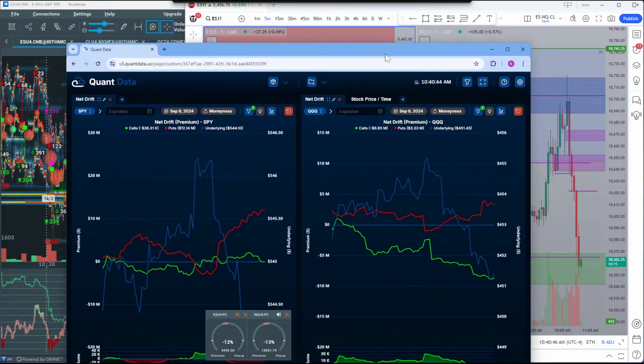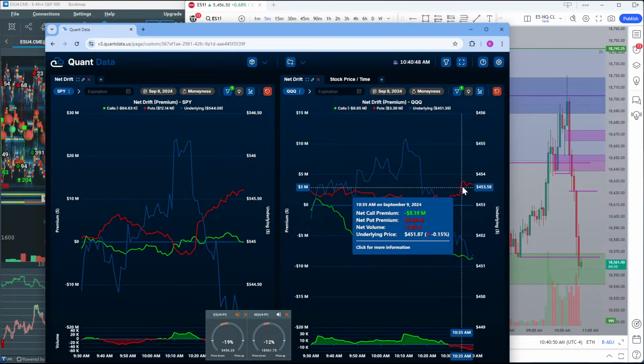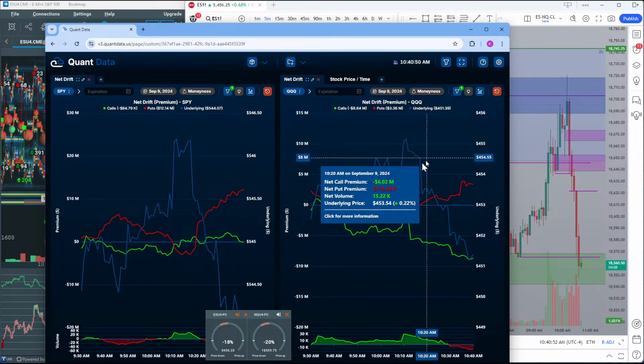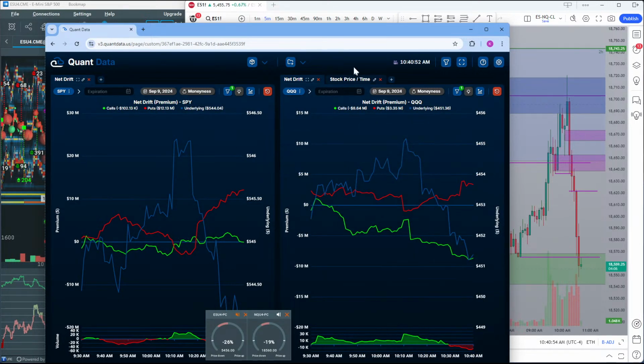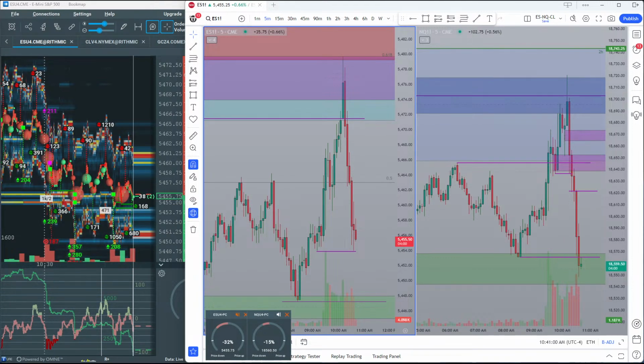Check our net drift, our net flow. Look at that. Strong selling still. Selling sort of wearing down on QQQ, but still much stronger than the buying, that's for sure.